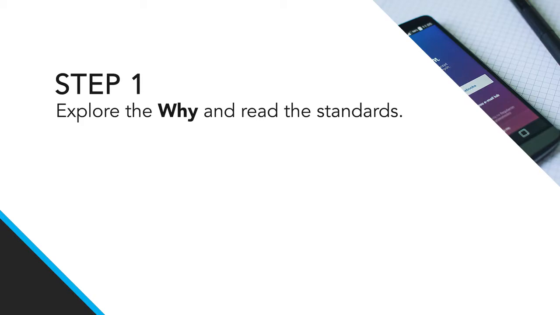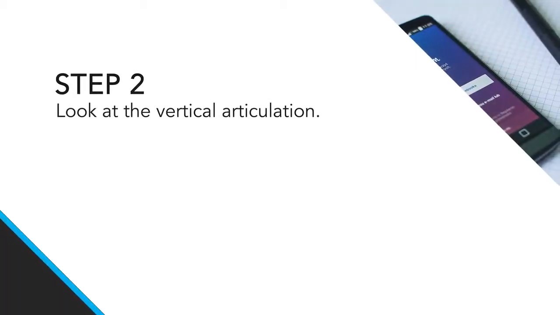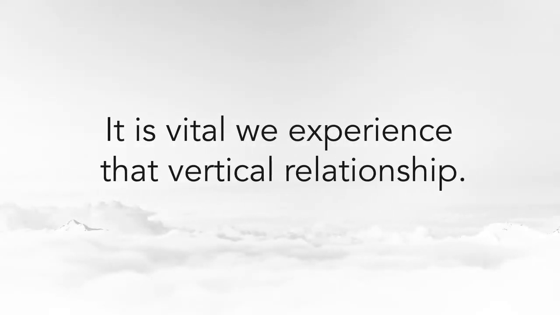And not just read your standards, because in that second step, when we're looking at the vertical articulation, in some cases K through 12, you don't want to do what we call cherry picking, where you go, well, I teach 4th grade, so I'm going to use my 4th grade standards. If I operate just in the 4th grade standards, I might be missing some critical pieces of information. So it's vital that we experience that vertical relationship.